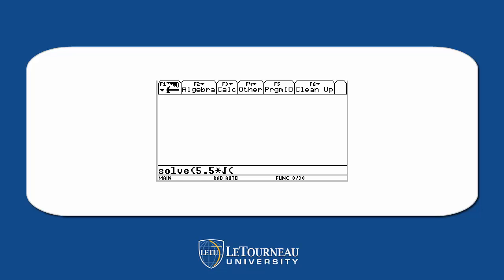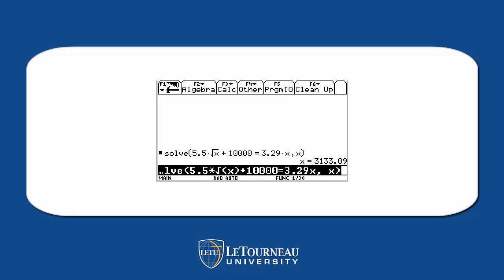So we're going to put in the 5.5 times the square root of x plus the 10,000. That's our cost. The revenue is 3.29 times x, and we're going to ask it to solve for x. X is 3,133.09. That's the sales necessary to break even.